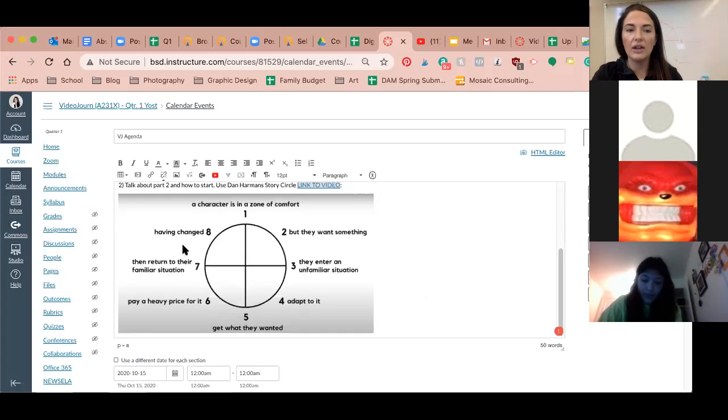Numbers 7 and 8, I know that part can probably be confusing, but they go together. So what's the heavy price that they pay for getting what they wanted? And then after they pay the heavy price, how do they return to their familiar situation changed? So for our character, he was able to return to his normal life, changed because he realized that Ellie, the girl that he was meeting, would accept him for who he is. So now he's able to accept himself. So this part will take a little bit of time. And that's what I want us to focus on for today.